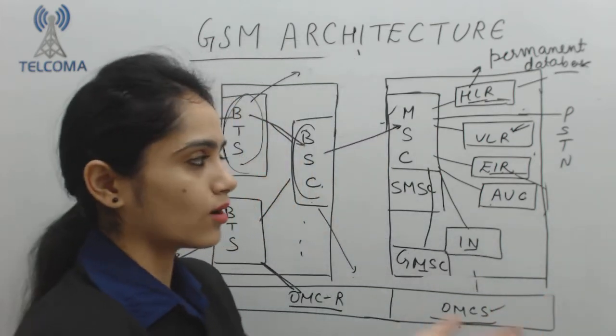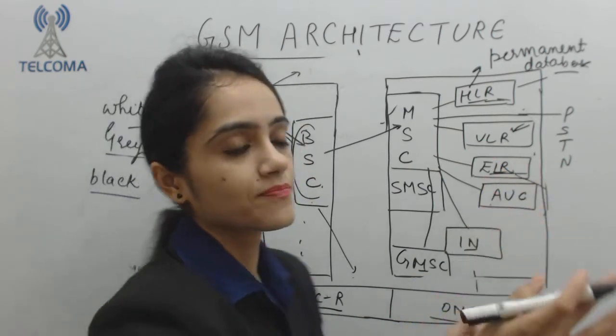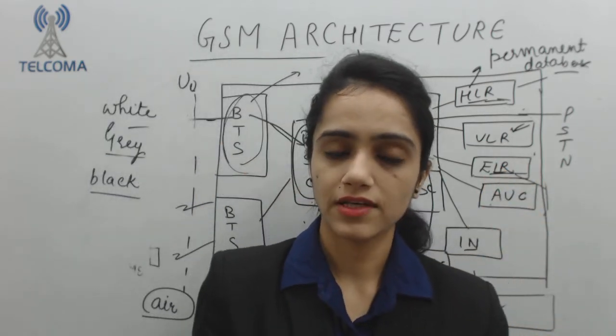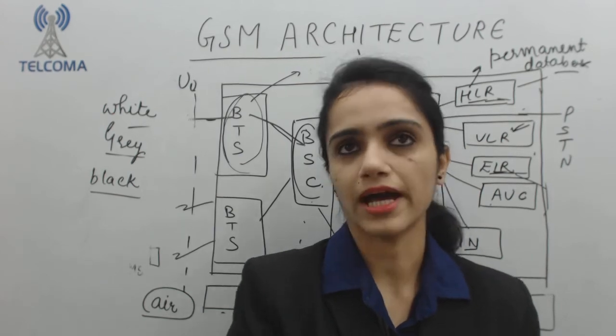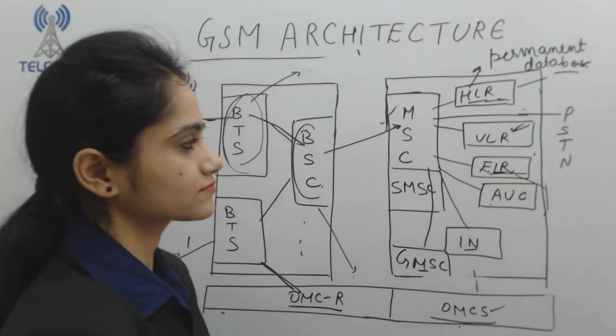So this is where we can block the numbers and where we can allow the numbers. EIR checks my list whether I am available in a white list, grey list, or black list, and accordingly I will pass through EIR.